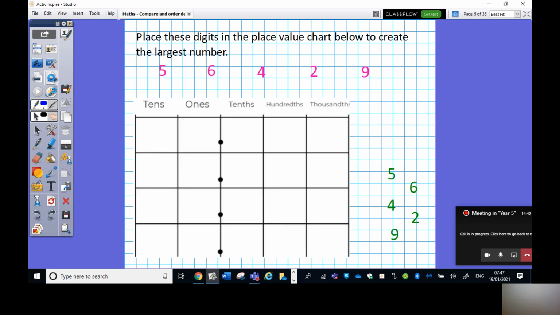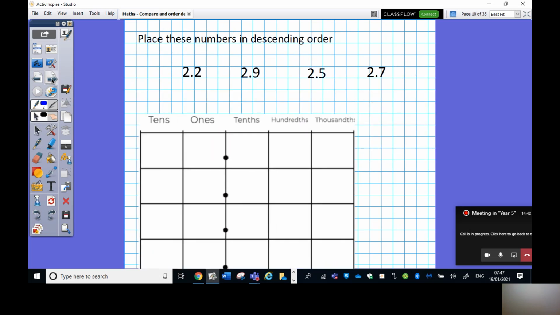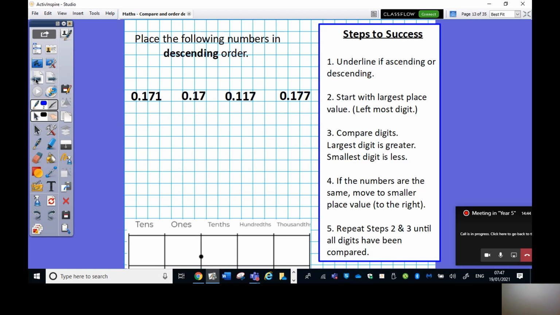Okay. So, where were we? Yeah, we'd ordered them. I seem to have lost that, but we placed them in order, starting from smallest to largest. Let's go to the next one, shall we? Right, we are now going in descending order. So I've done step number 1.